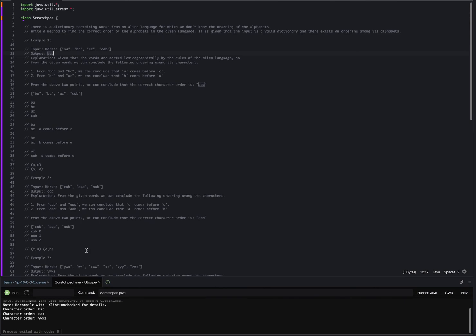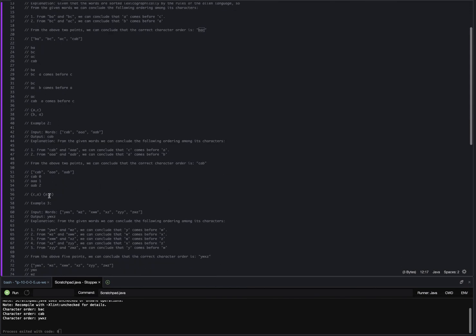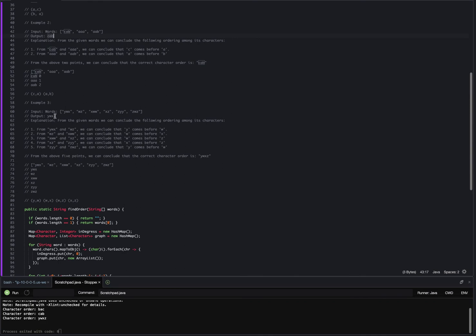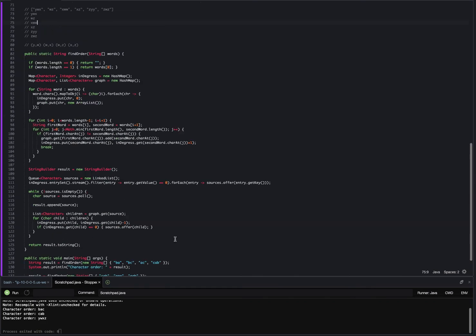Right. So BSC, CAB, let's see if that matches. First one is BSC, second one is CAB, third one is WXL. Cool. Yeah, so I think that's the whole alien dictionary deal.